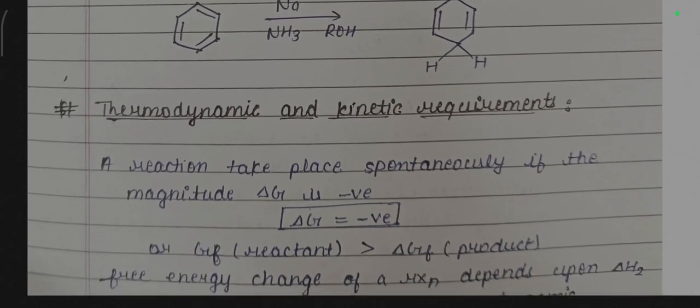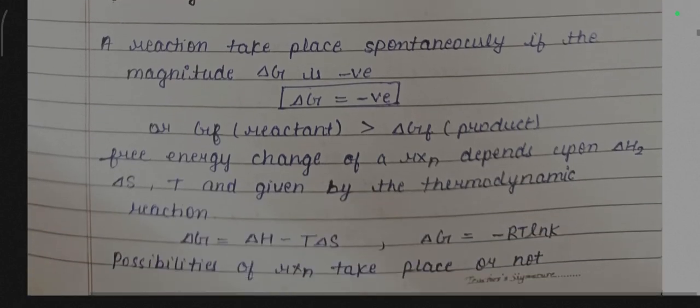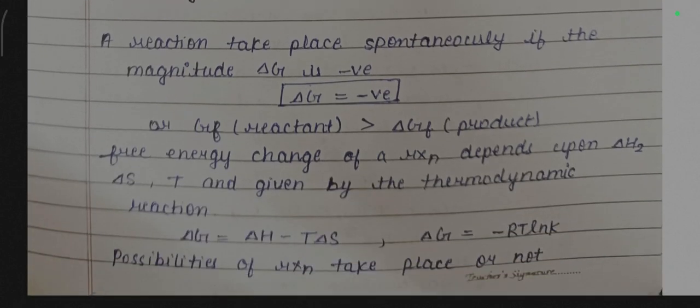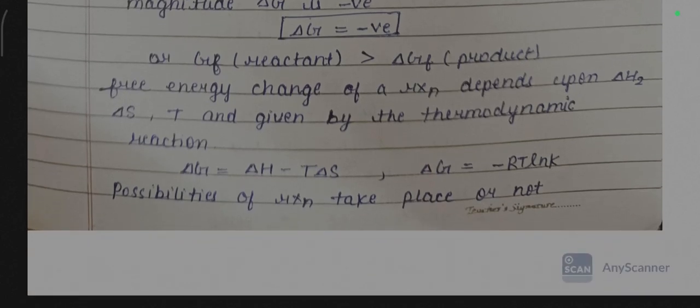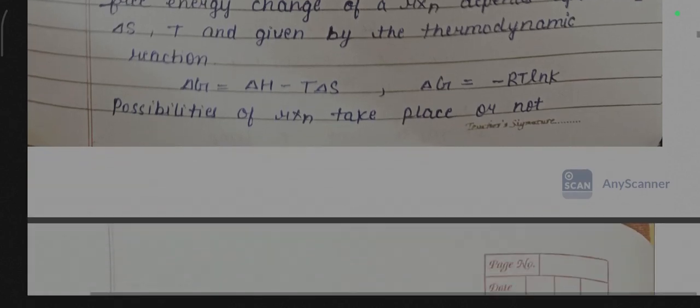Thermodynamic and kinetic requirements. A reaction takes place spontaneously if del G is negative, or if G_f of reactants is greater than G_f of products. Free energy change of a reaction depends upon del H, del S and T, and is given by the thermodynamic equation: del G is equal to del H minus T del S. Del G is equal to minus R T ln K.